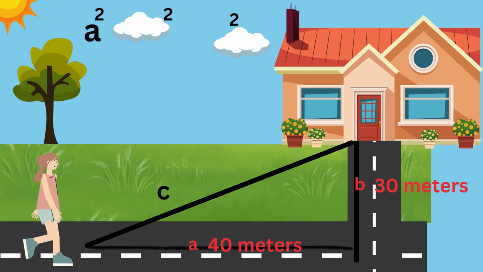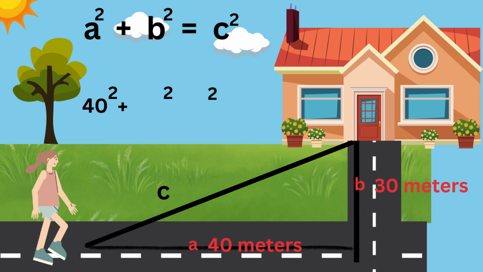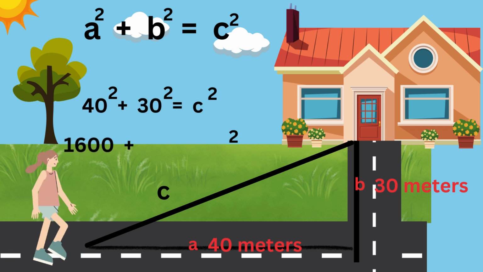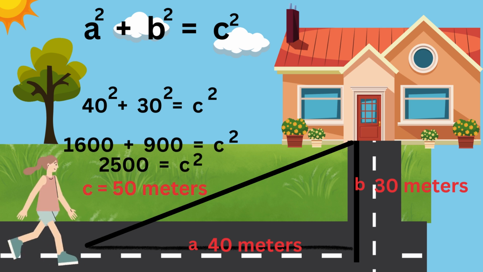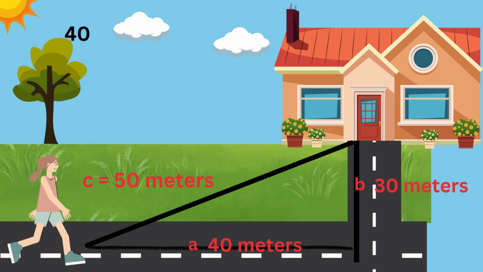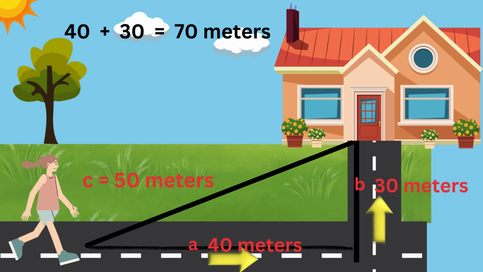By the Pythagorean theorem, C square equals A square plus B square. Substituting our values, C square equals 40 square plus 30 square. After simplification, C equals 50. So by taking the diagonal shortcut, Emma only walks 50 meters instead of 70 meters, that is 40 plus 30 meters. She saves 20 meters and gets home faster.